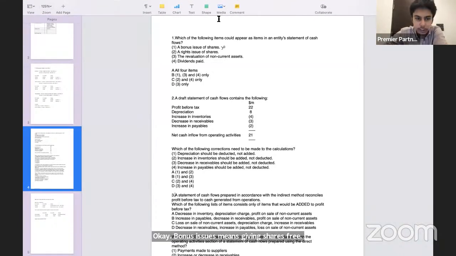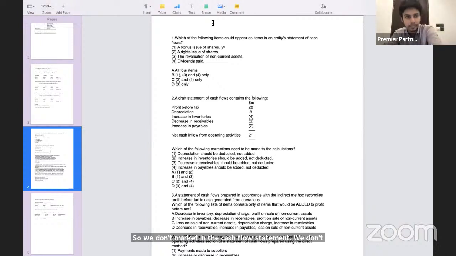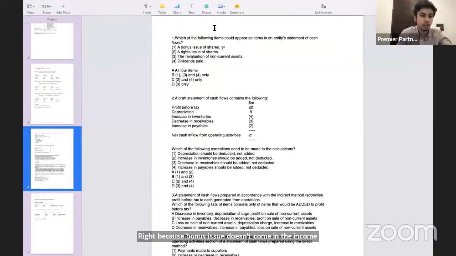So when you give shares free, we don't get money. So we don't mark it in the cash flow statement. We don't mark it in the adjustments also, because a bonus issue doesn't come in the income statement. It comes inside the SOCE. So it doesn't come in adjustments also. Therefore, wrong. Rights issue, yes.